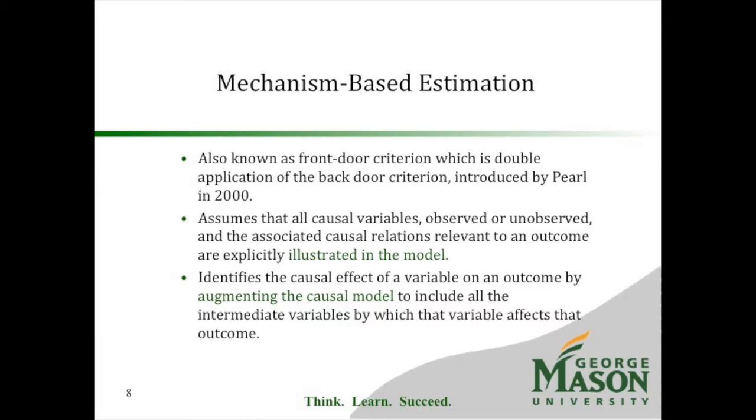Mechanism-based estimation is also known as the front door criterion, which is a double application of the back door criterion introduced by Pearl in 2000. It assumes all the causal variables, observed or unobserved, and the associated causal relations relevant to an outcome are explicitly illustrated in the model. It identifies the causal effect of a variable on an outcome by augmenting the causal model to include all intermediate variables by which that variable affects the outcome.